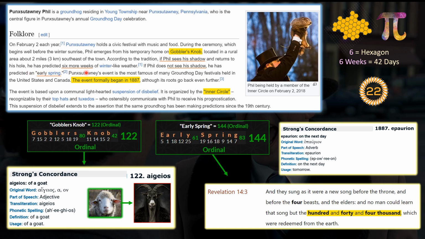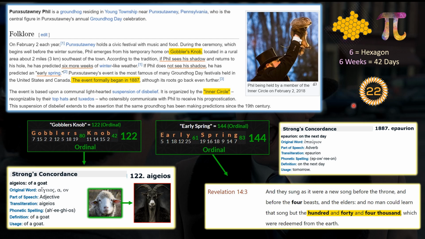And then he has predicted 6 more weeks of winter-like weather, where the winter is synonymous with death, and 6 is synonymous with the hexagon, and the 6 weeks breaks down to 42 days, which is another version of pi, as 42 is a very well-used representation of pi, as it's 3 times 14. It's also 13, 14, and 15, which add up to pi, which is where we also find pi on an infinite number line. 6 is also the hexagon. We see there the beehive symbolism of the hexagon.